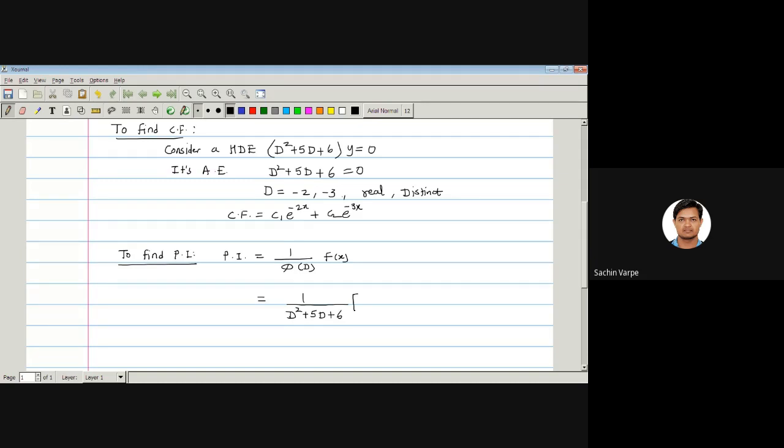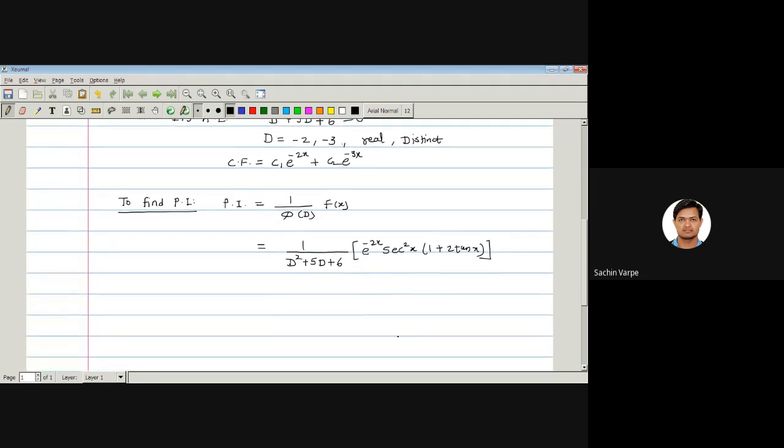What is f of x? f of x is e to the power minus 2x into sec square x into (1 plus 2 tan x), right? So we use the general method here. For that we need to write phi of D in terms of its factors. What are the factors then? (D plus 3), (D plus 2), into e to the power minus 2x sec square x into (1 plus 2 tan x).